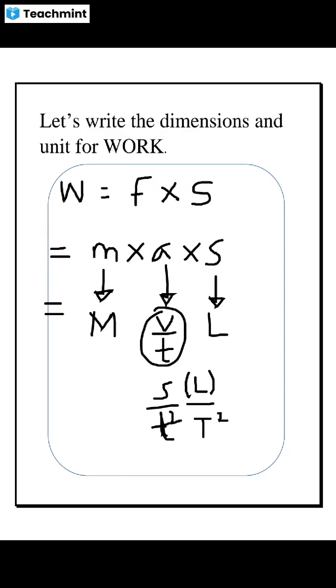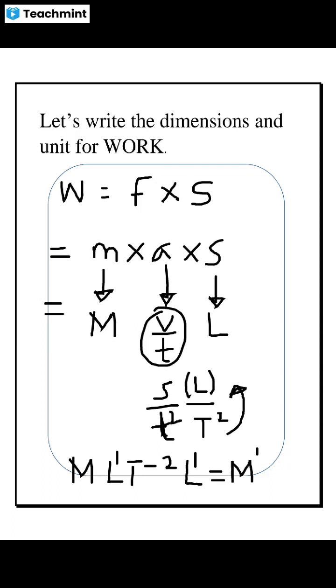So let's combine all of them. That's going to be M, L. I can bring this T squared up, so everything will be up. That's going to be T raised to power minus 2 times L. Now, according to law of indices, this L is raised to power 1, and this L is raised to power 1. So this can be M raised to power 1, L raised to power 1 times L raised to power 1, which is L raised to power 2, T raised to power minus 2. That is how to compute dimension.